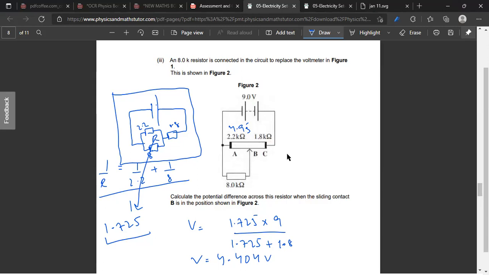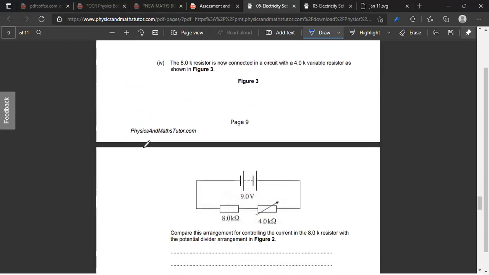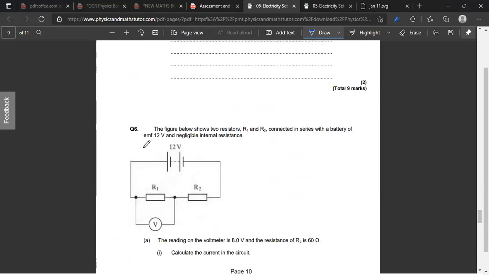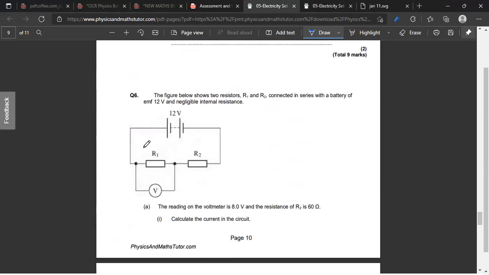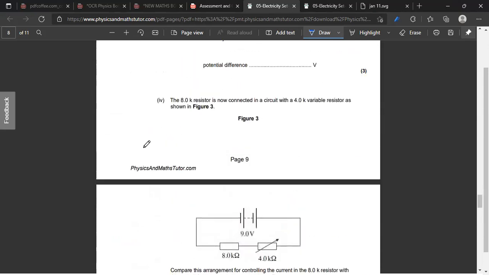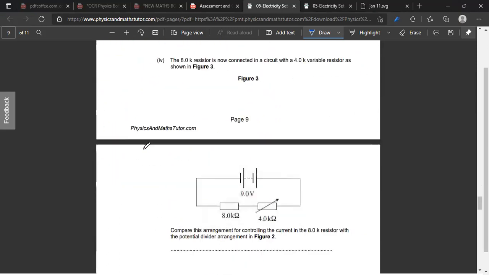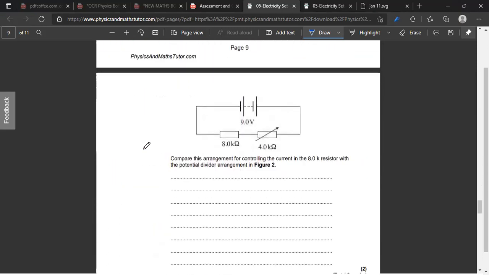I want to see some other questions where I may have found difficulty. Let me see. Could you go over question 5B IV? The one with the two resistors in series, and with the potential divider arrangement.